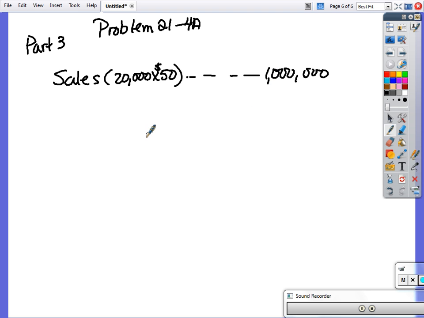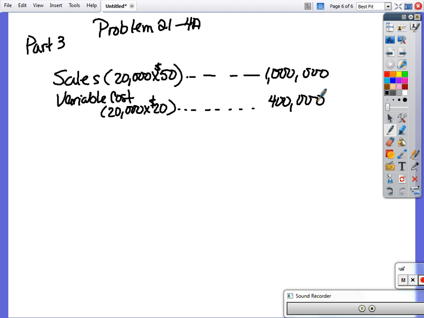What's next? Variable costs. Variable cost. How much? We sold 20,000 times what? 30, 40. 20. That was the new amount, remember? How much is that? 400,000.